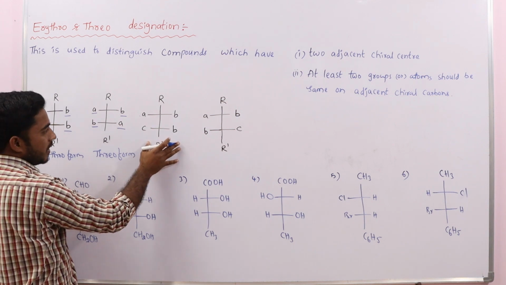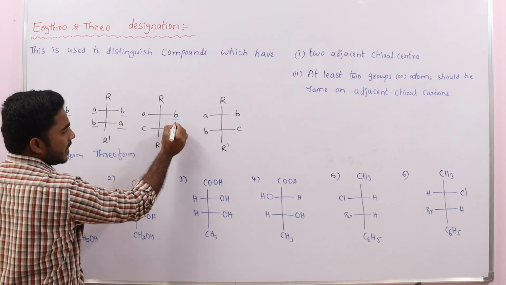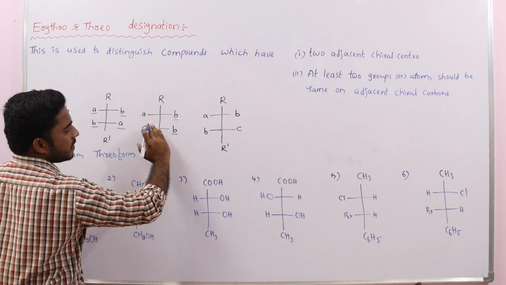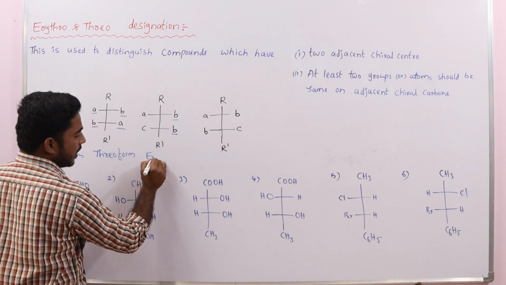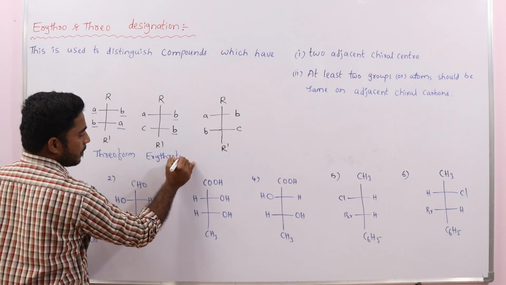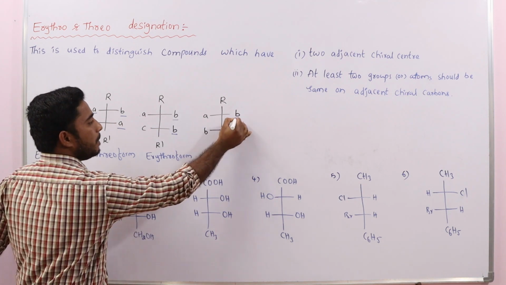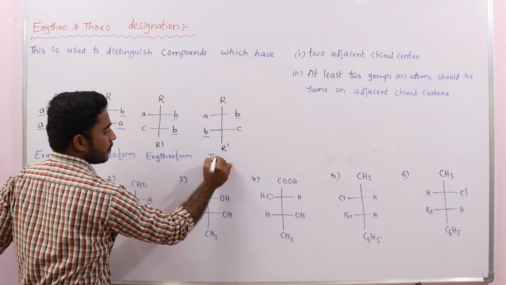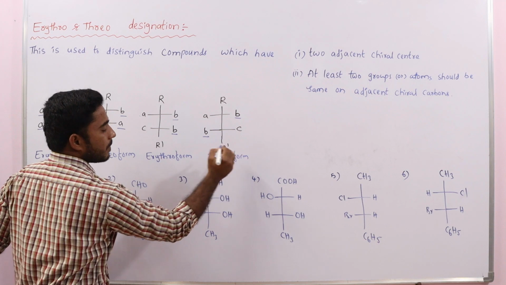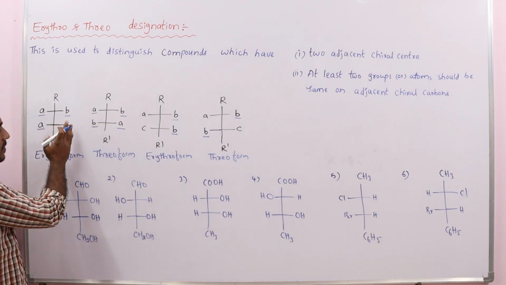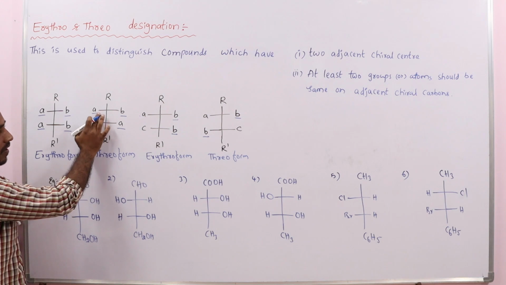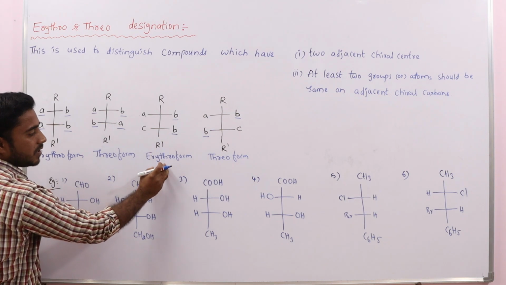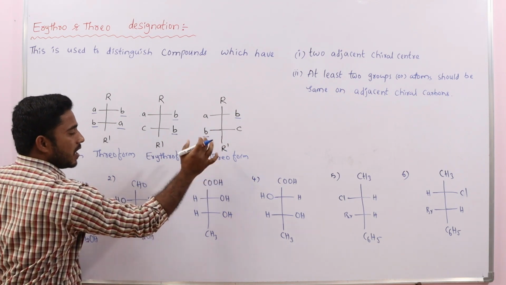Let us see one more possibility here. In this, the B type groups are the same, and they are on the same side, so we assign erythro form. Here B and B atoms are on opposite sides, so we give threo form. Same type of groups on the same side, erythro form; same type of groups on opposite sides, threo form. Here also B and B are on the same side, that's why erythro form. Here B and B are on opposite sides, threo form.